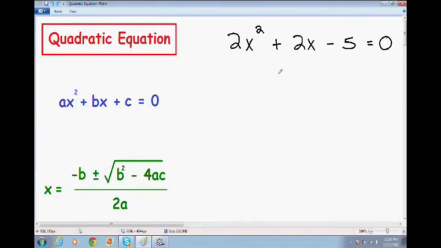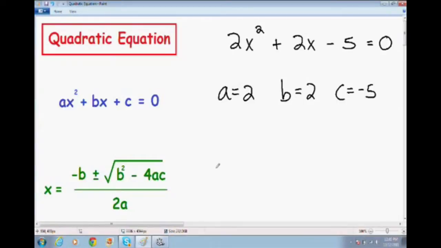And the C is always the number that is not attached to an x term. So for this particular example, our A is the number 2, which is in front of the x squared term. Our B is also equal to 2 because the 2 is in front of the x term. And our C, which is the number with no x term, is -5.